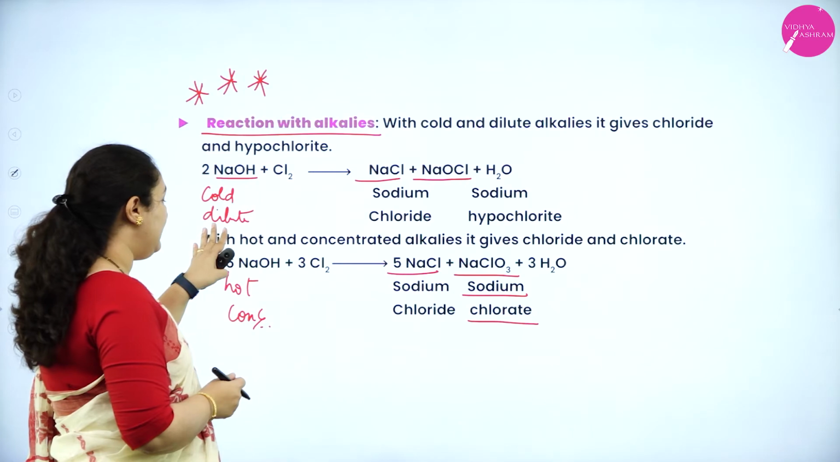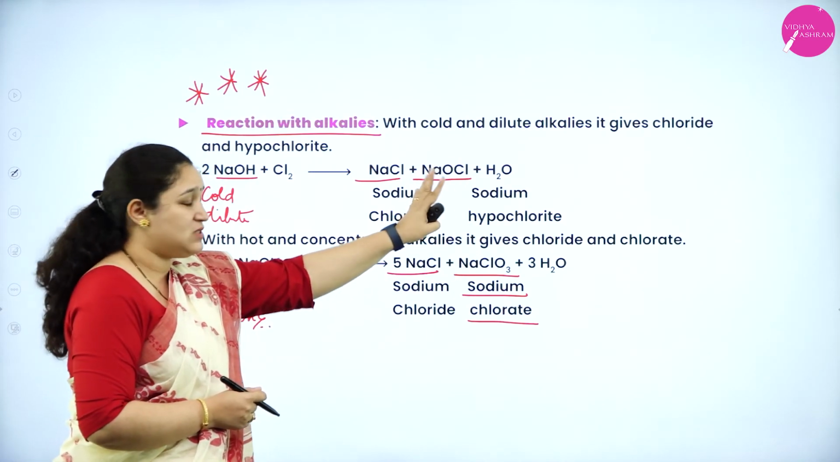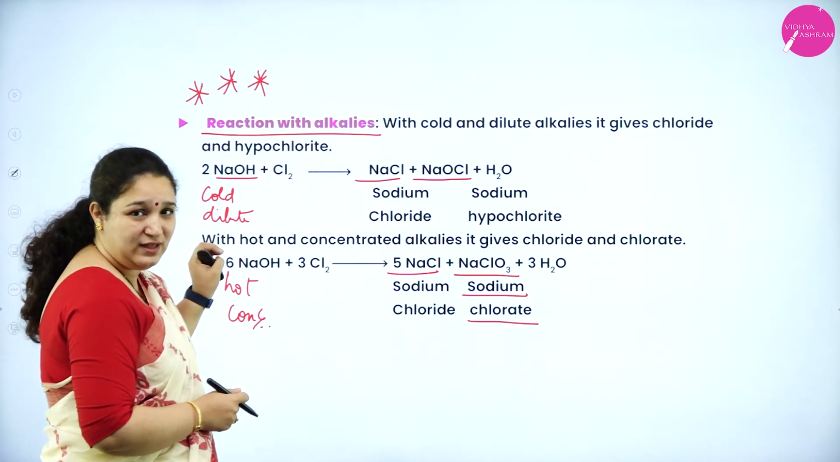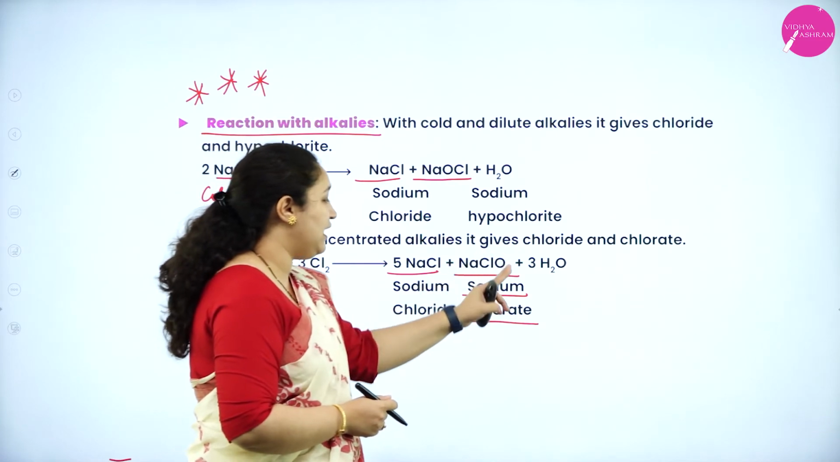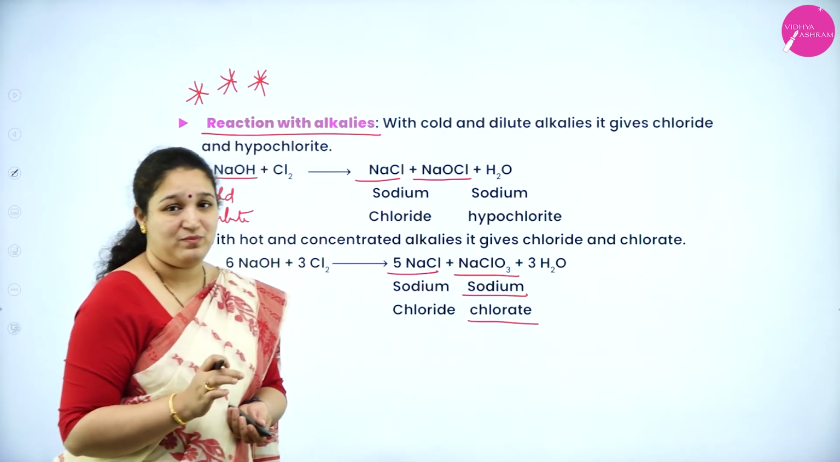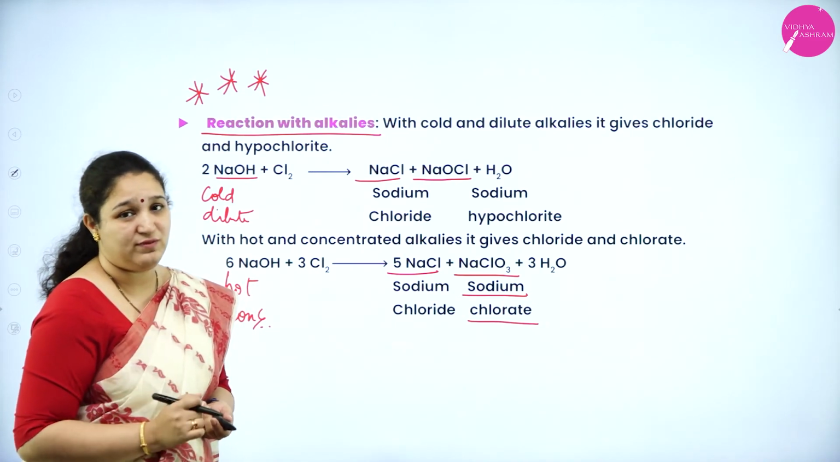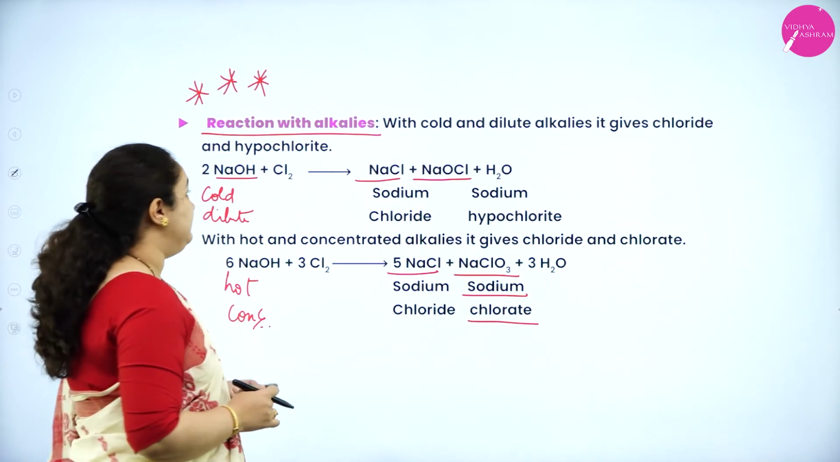But then remember how to remember which product is formed. See, with cold and dilute, hypochlorite, NaOCl is formed. When you use hot and concentrated alkali, you will get NaClO3, that is sodium chlorate. The other products are the same. Only the balancing numbers are different. So that's about reaction with alkali.